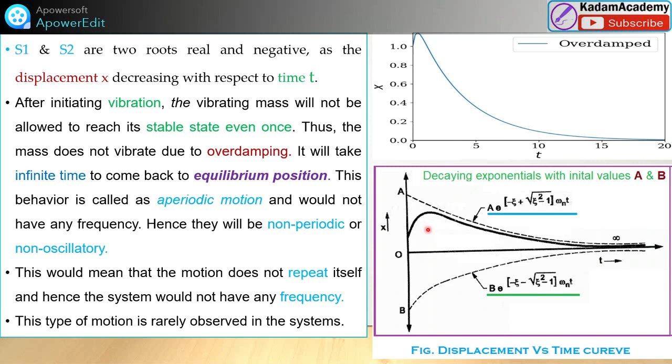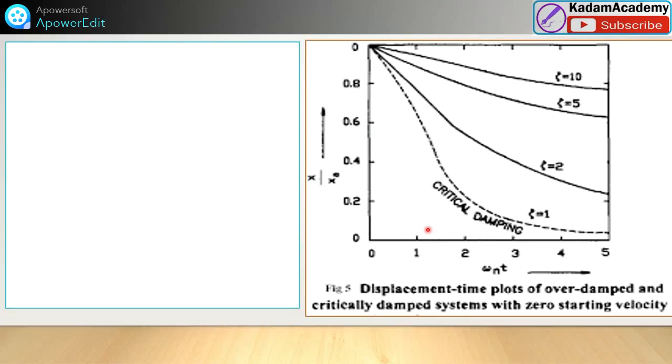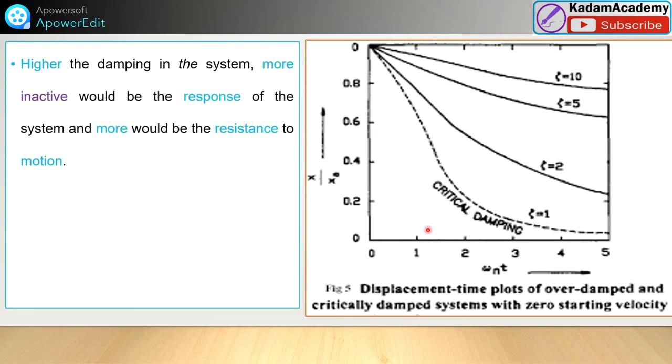This type of motion is rarely observed in systems. Friends, the graph shows the displacement by time plots for the overdamped and critically damped systems. Here, the higher the damping ratio zeta, what will happen? The response of the system is very inactive. Here the response of the system is inactive.